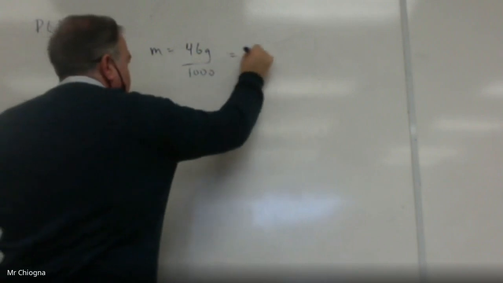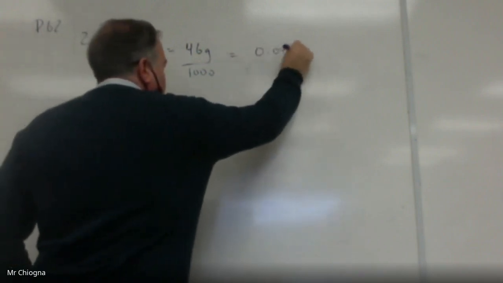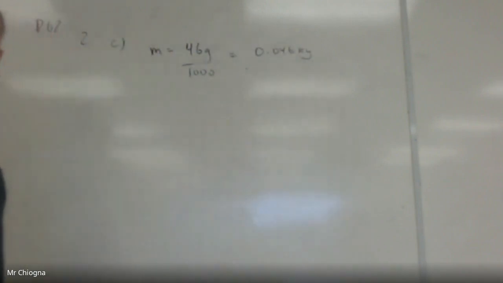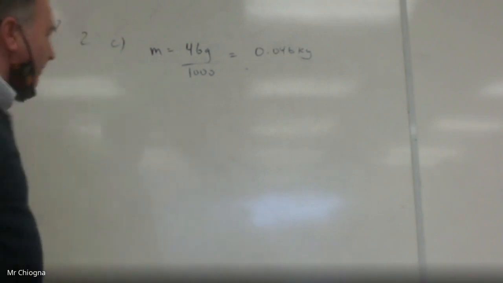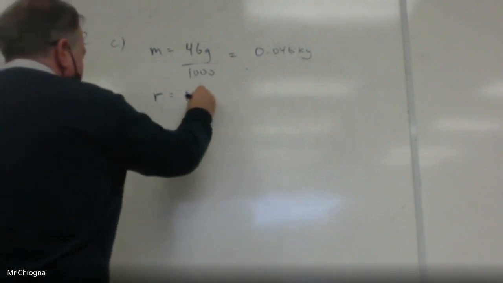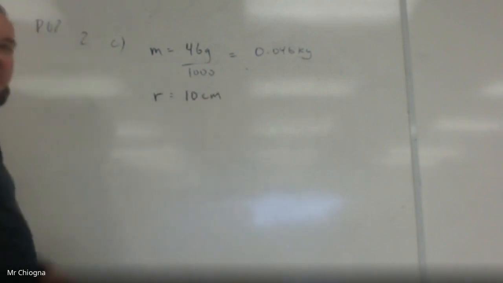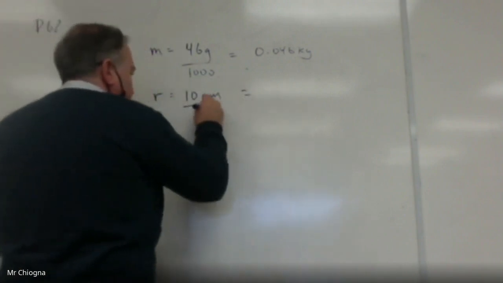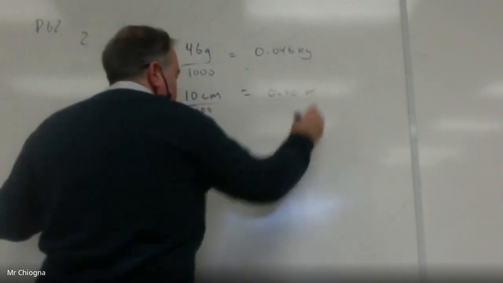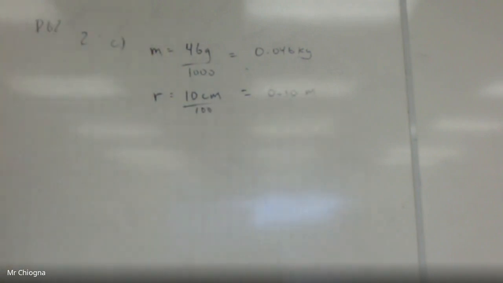We have the mass. Let's do the following. Let's do a conversion. We have to have our mass in kilograms. So 46 grams divided by 1,000. That gives us kilograms. R. We need meters, not centimeters. Divide by 100. That's the units we use, kilograms and meters. Now we can do the calculation.